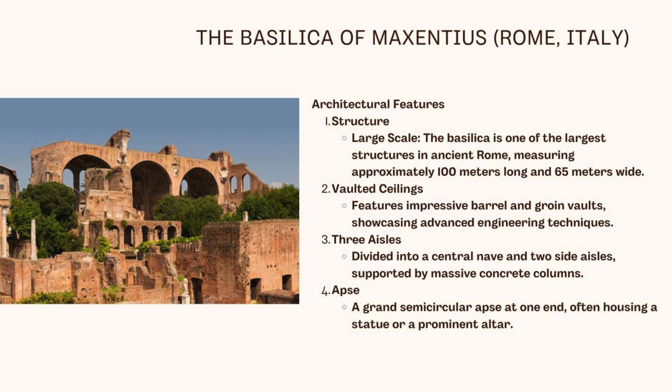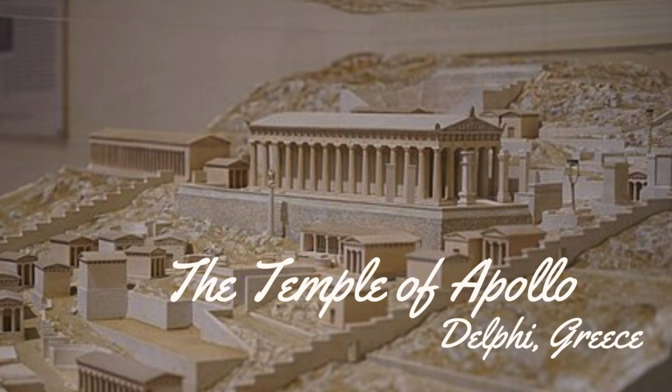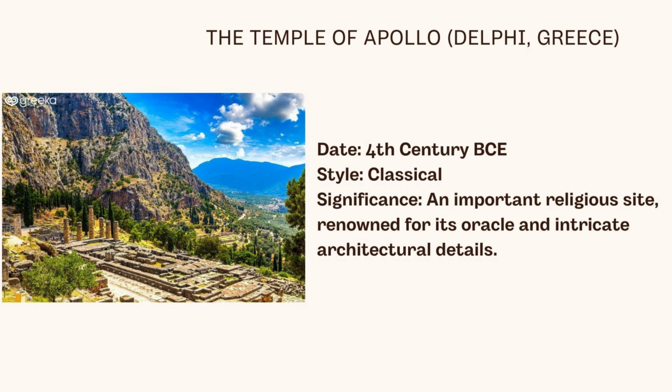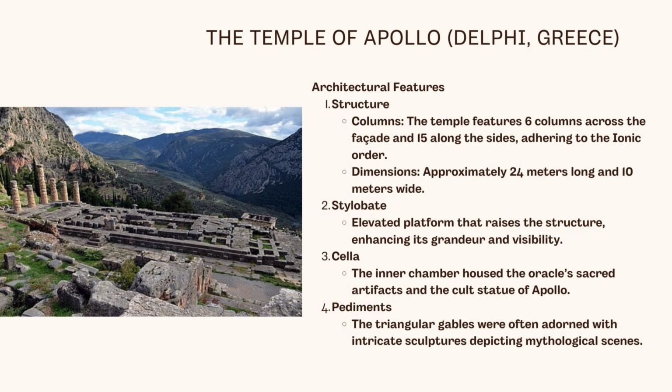Seventh one is the Temple of Apollo, Delphi, Greece, dated back to 4th century BCE. Classical style, an important religious site renowned for its oracle and intricate architectural details. The architectural features are: structure, the temple features 6 columns across the facade and 15 along the sides, adhering to the Ionic order. The dimensions were approximately 24 meters long and 10 meters wide.